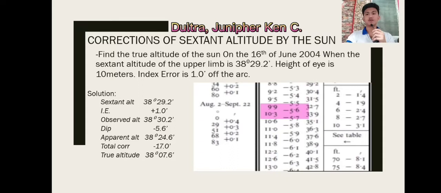Given that the sextant altitude is 38 degrees 29.2 minutes and the index error is 1.0 minute of the arc, which is addition, our observed altitude will be 38 degrees 30.2 minutes. For the dip, our dip is minus 5.6 minutes since our height of eye is 10 meters and there is no interpolation in the dip table. So the apparent altitude will be 38 degrees 24.6 minutes.